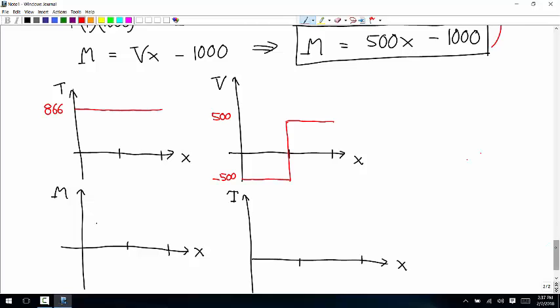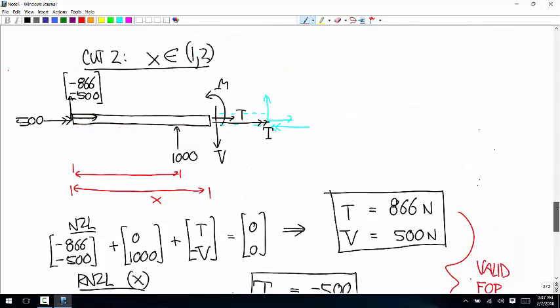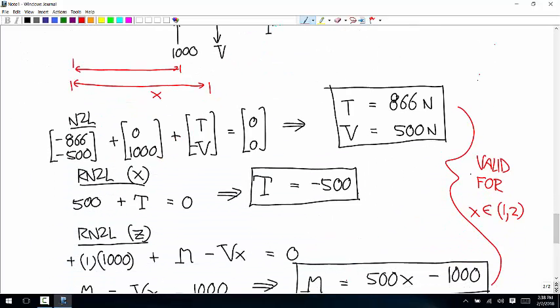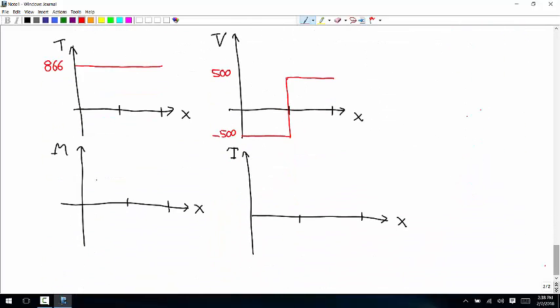Then the bending moment. On the first cut, it's the function negative 500x. On the second cut, it's the function positive 500x minus 1,000. And if you plug that into a graphing thing or thought about it for a while, it would look like this. And that minimum value is right at negative 500.